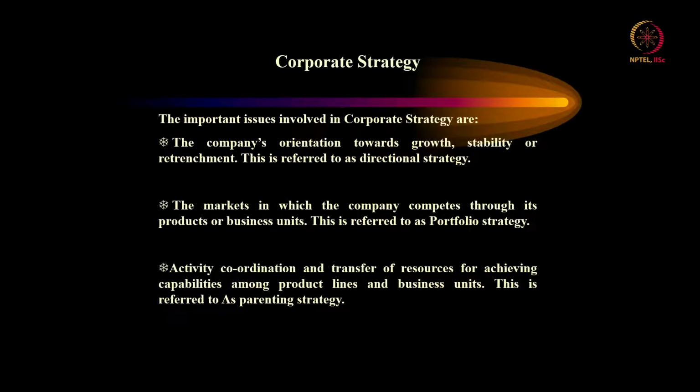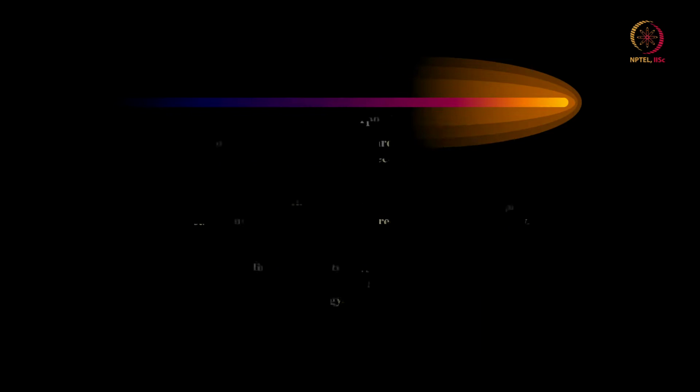Then the third aspect of this corporate strategy refers to activity coordination and transfer of resources for achieving capabilities among product lines and business units. This is referred to as parenting strategy. So, you have to coordinate the activities and the resource transfer across different business units. A company might be having several business units, as I told you, and each business unit might be having several product lines. So, at the company level, all these business units have to be provided with a parenting strategy. These business units are treated like children, and the company as the parent. So, they do this.